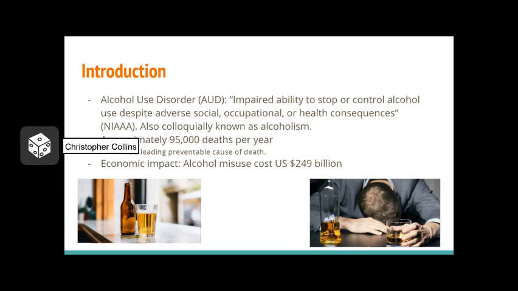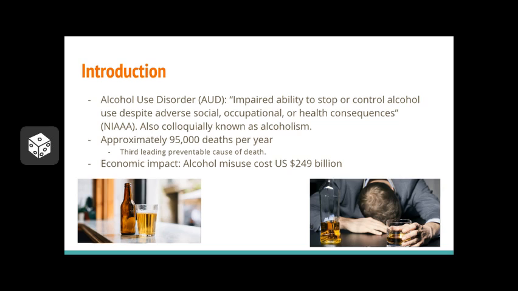Hi all, so today I'm going to be giving an introduction to our topic on the role that genetics play in alcoholism and alcohol sensitivity. So in order to understand the research that we'll show you later on, we first need to define what alcoholism is and its impact. So alcohol use disorder is the impaired ability to stop or control alcohol use despite adverse social, occupational, or health consequences. And alcohol use disorder is also colloquially known as alcoholism.